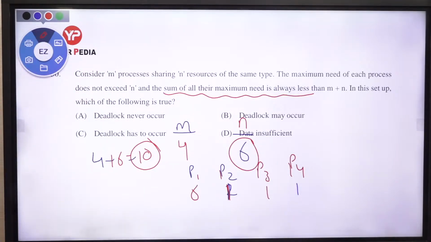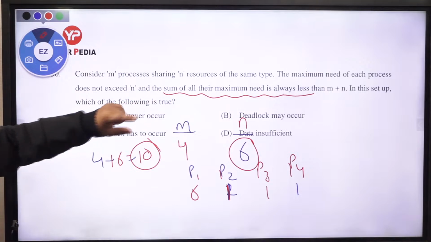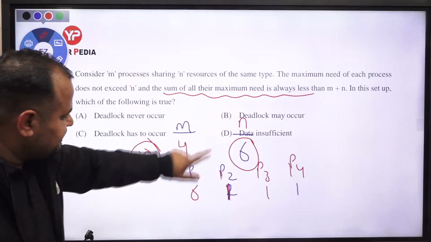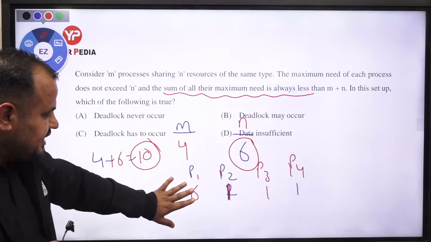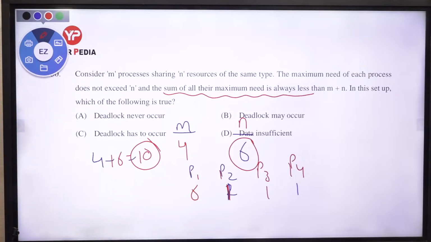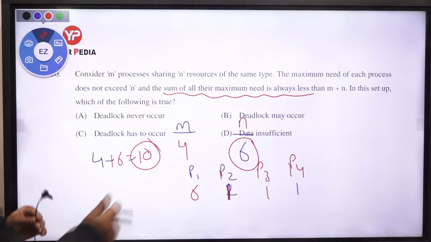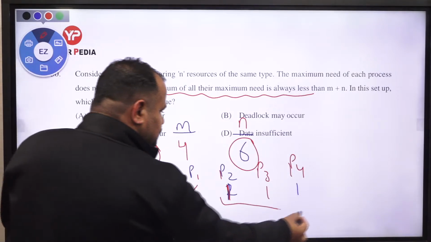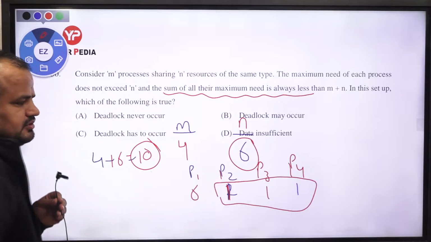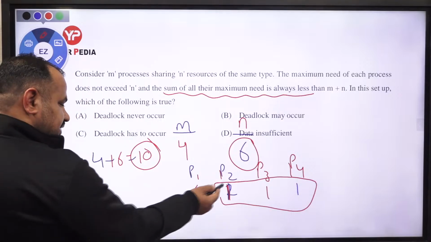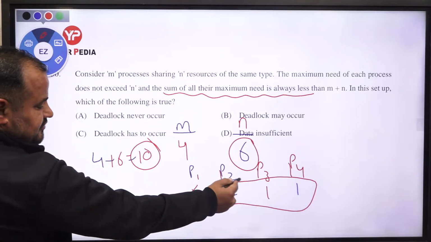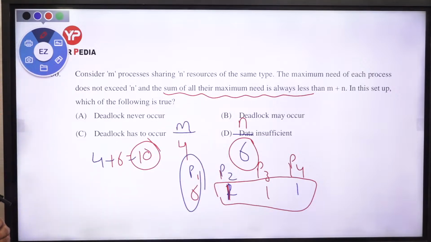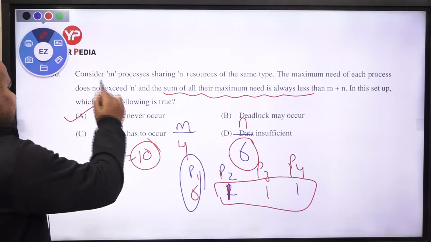Now, the point is the maximum need of each process does not exceed N. What is N? 6. It does not exceed 6. That is again a good point. Now tell me, how many resources do you have? 6. If you have 6 resources, you can complete these 3 processes first. Then they release their resources and give them to P1. So in this way, deadlock never occurs.